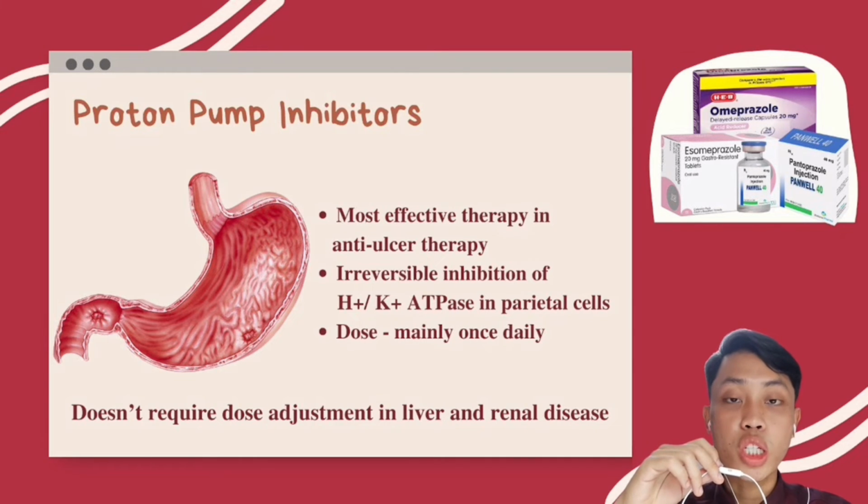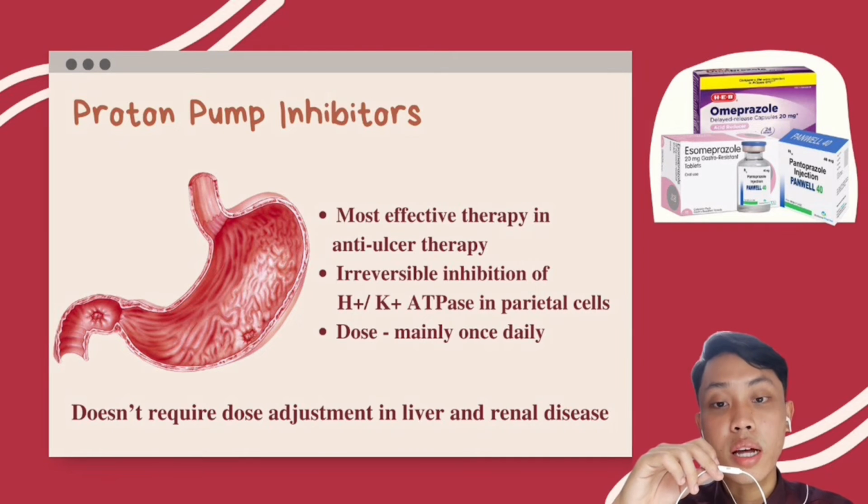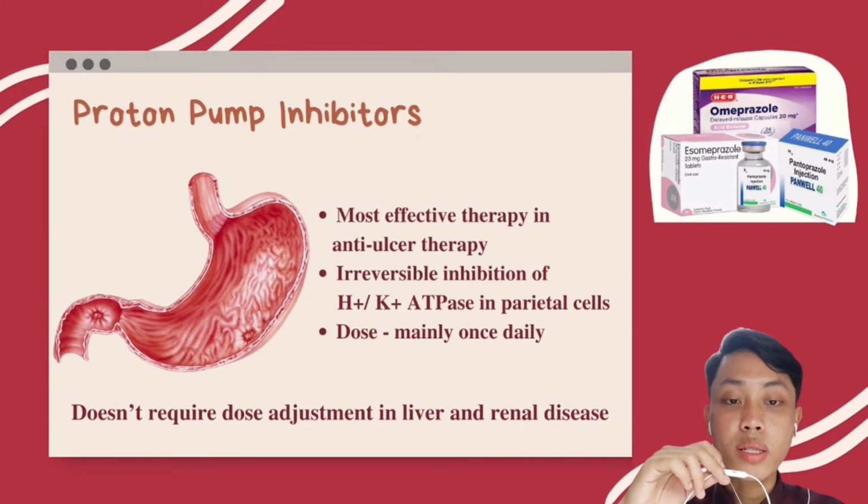So I will continue the presentation by explaining about the pharmacotherapy of gastric and peptic ulcer. Number 4, we have proton pump inhibitors. PPI is the most effective therapy in anti-ulcer therapy. It is an irreversible inhibition of hydrogen ion and potassium ion ATPase in parietal cells. The dose of administration is mainly once daily.